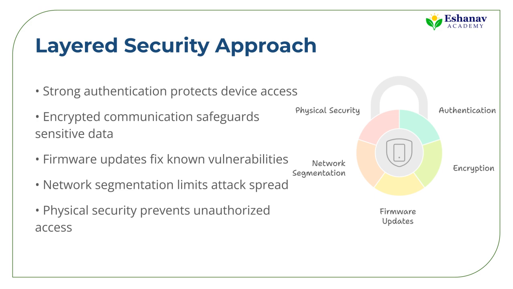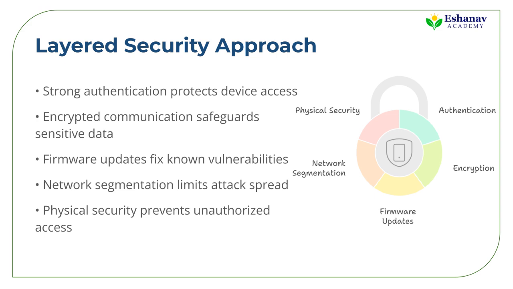Think of it as layers of an onion. Each layer reduces risk, even if another fails. Strong authentication includes unique passwords and secure keys. Encrypted communication protects data in transit. Timely firmware updates close known vulnerabilities. Network segmentation and monitoring detect anomalies, while physical security prevents tampering. Layering doesn't guarantee zero risk, but it dramatically improves resilience.